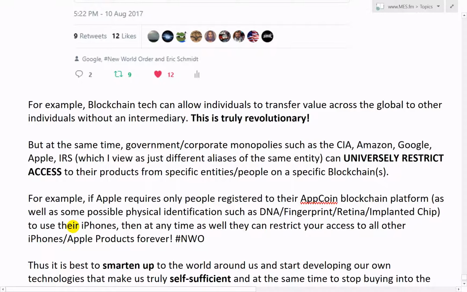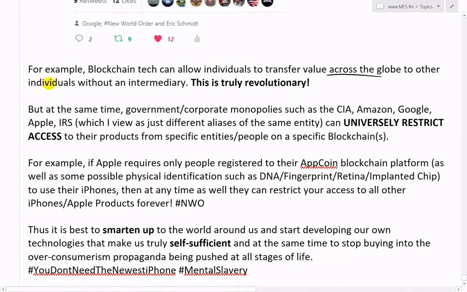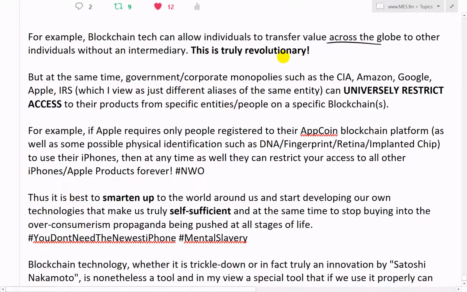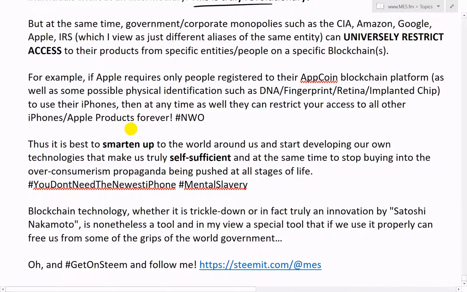For example, on why blockchain can actually decrease centralization, and the other way, increase it: blockchain tech can allow individuals to transfer value across the globe to other individuals without an intermediary. This is truly revolutionary, but at the same time, government or corporate monopolies, or both the same thing, such as the CIA, Amazon, Google, Apple, IRS, which I view as just different aliases of the same entity, can universally restrict access to their products from specific entities or people on a specific blockchain or blockchains.